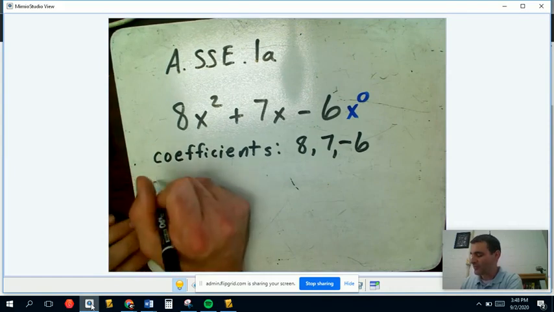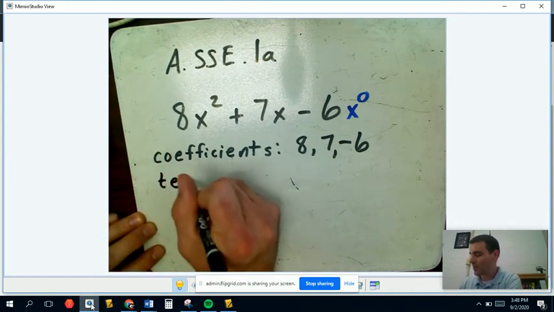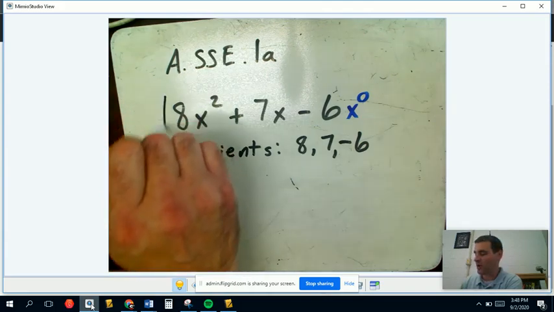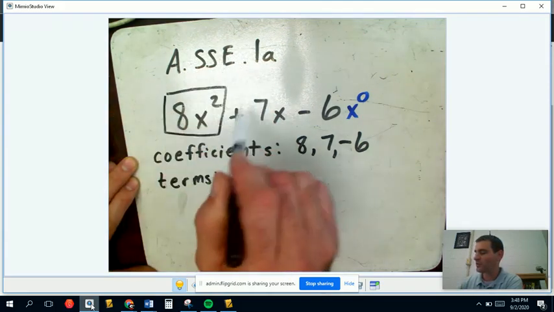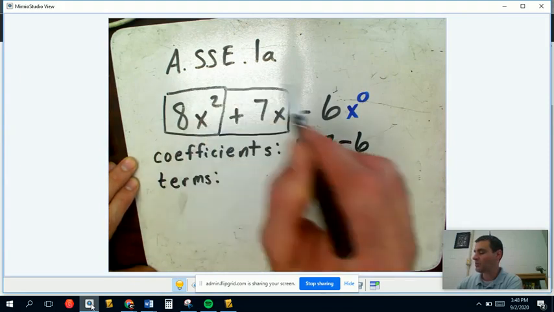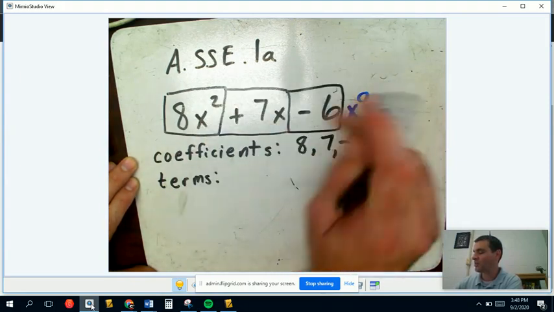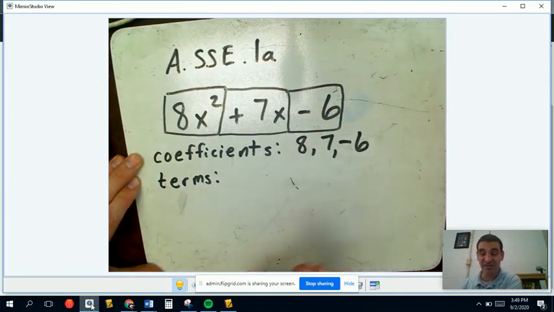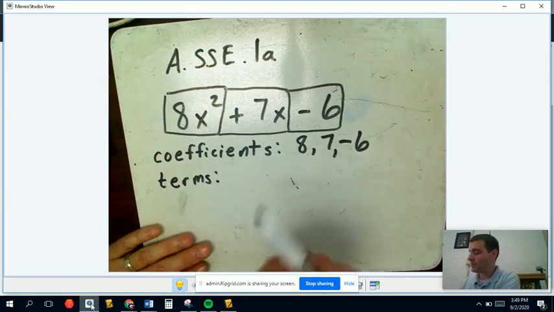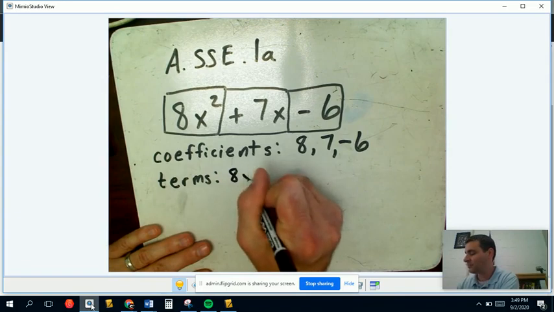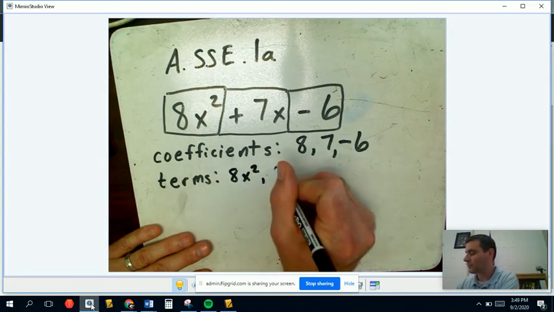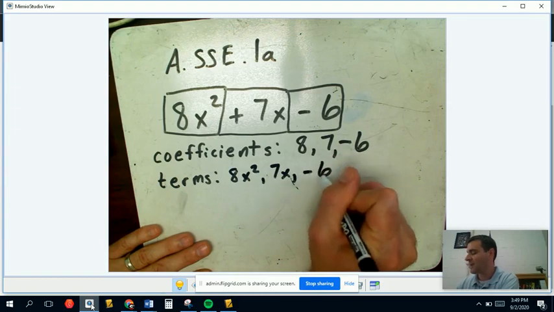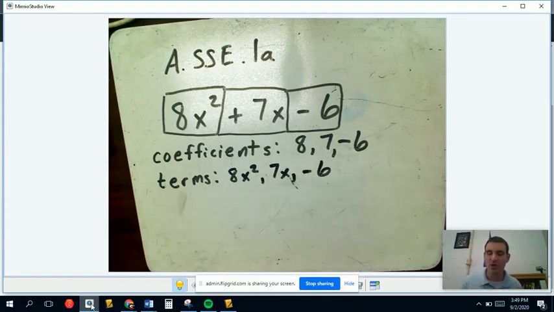Now, terms are the structures being added or subtracted. So a lot of times people draw blocks around them. There's one term, there's one term, there's one term. Again, that blue x to the 0 will rarely be actually written or actually visible. But the terms here are going to be 8x squared, 7x, and -6. Okay, those are the terms.